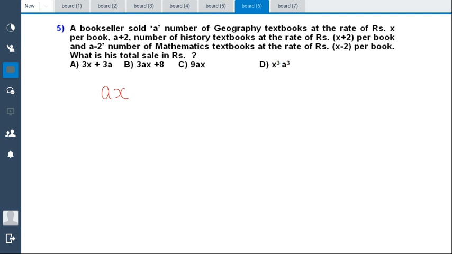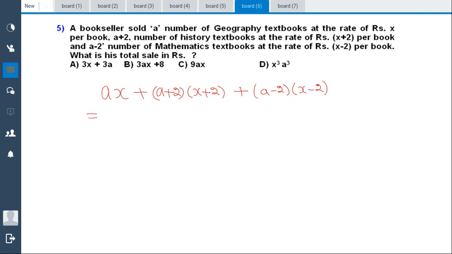Similarly, the number of history books is A plus 2, each at the rate of X plus 2. So therefore, you are supposed to multiply A plus 2 into X plus 2, plus A minus 2 into X minus 2. This is a pure arithmetic problem.